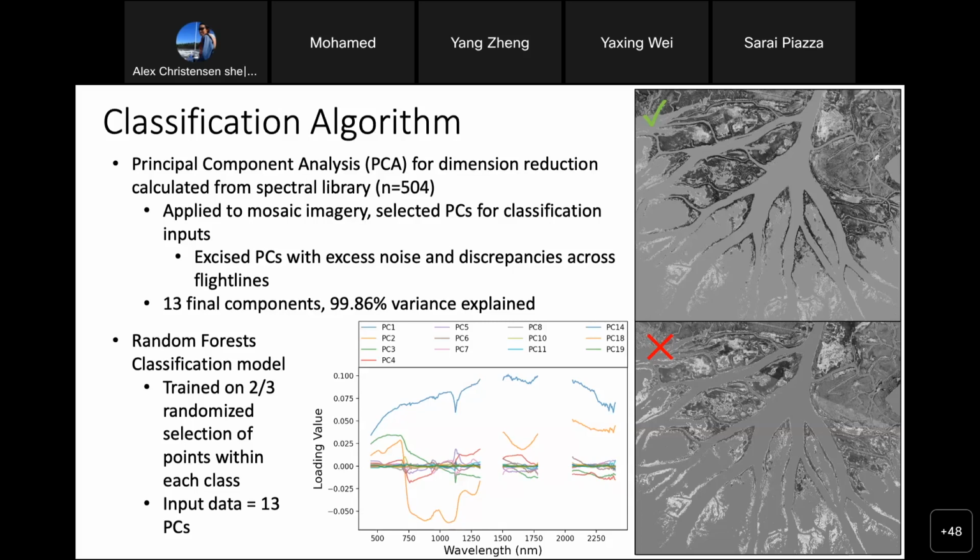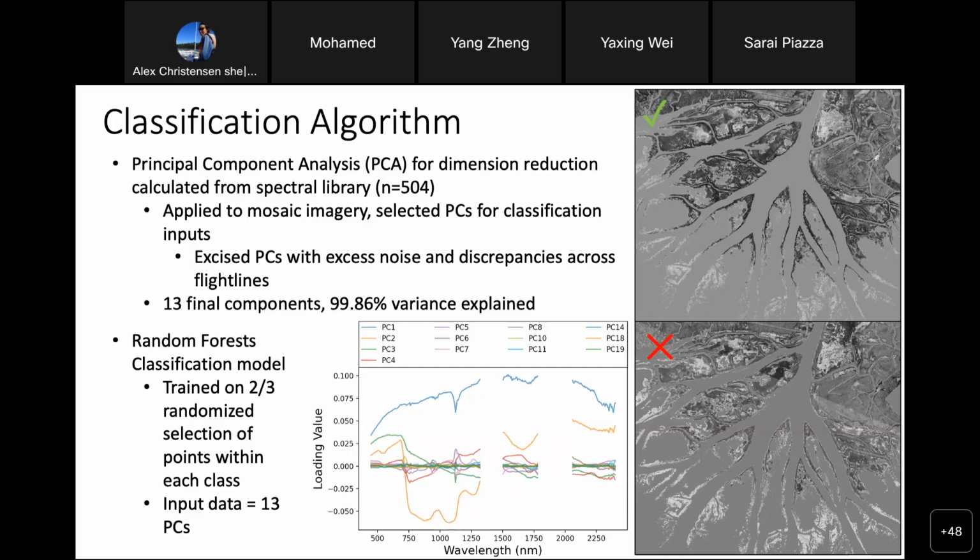So this is an example. The top is a good principal component that is very consistent across flight lines and helps eliminate any of these cross-track discrepancies. But the bottom one, while it is a significant component, you see the bottom collection, these lines were collected, I believe, the day before compared to the top ones, and you see a big line cutting through it, and that would translate into errors in your classification.